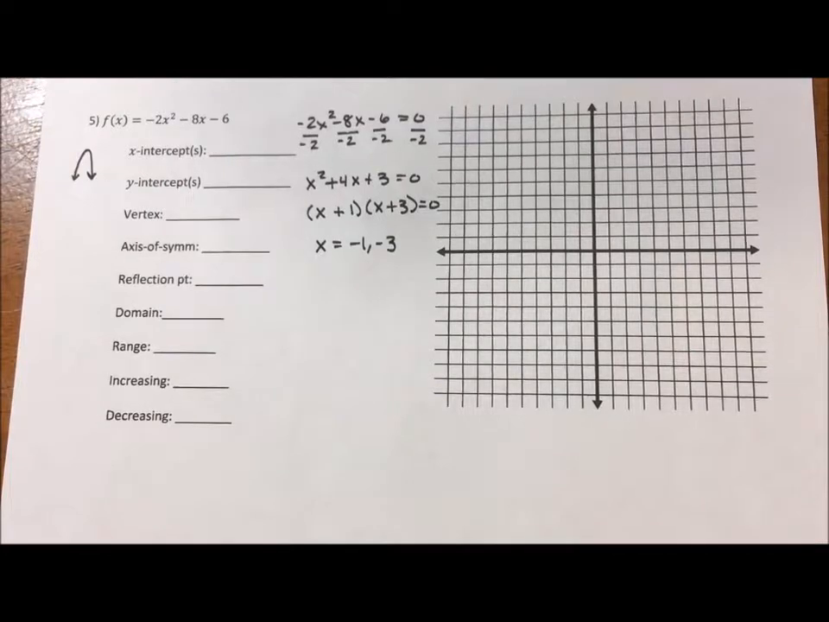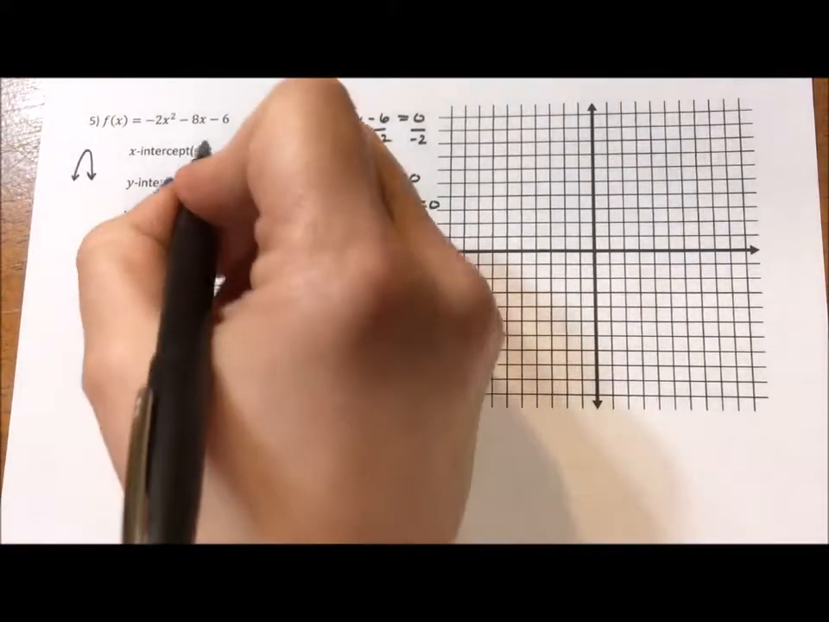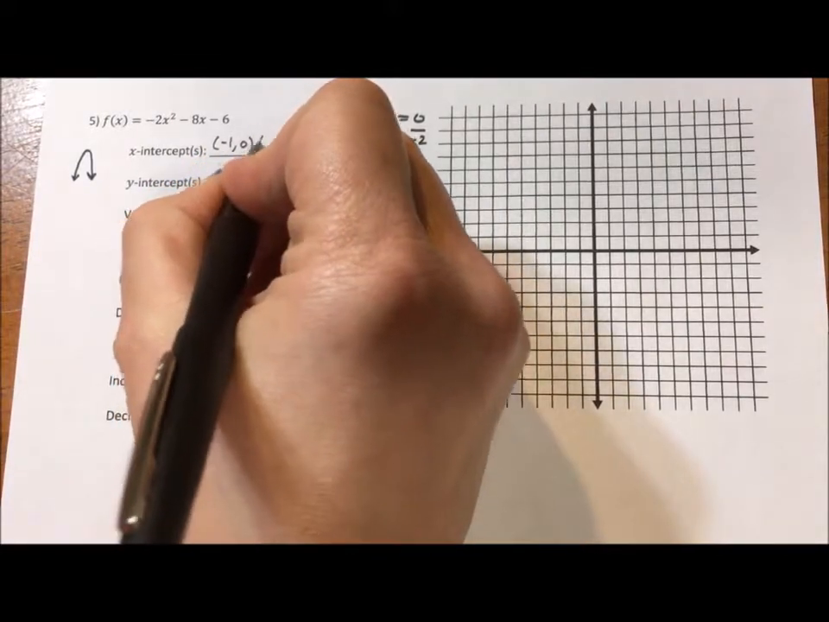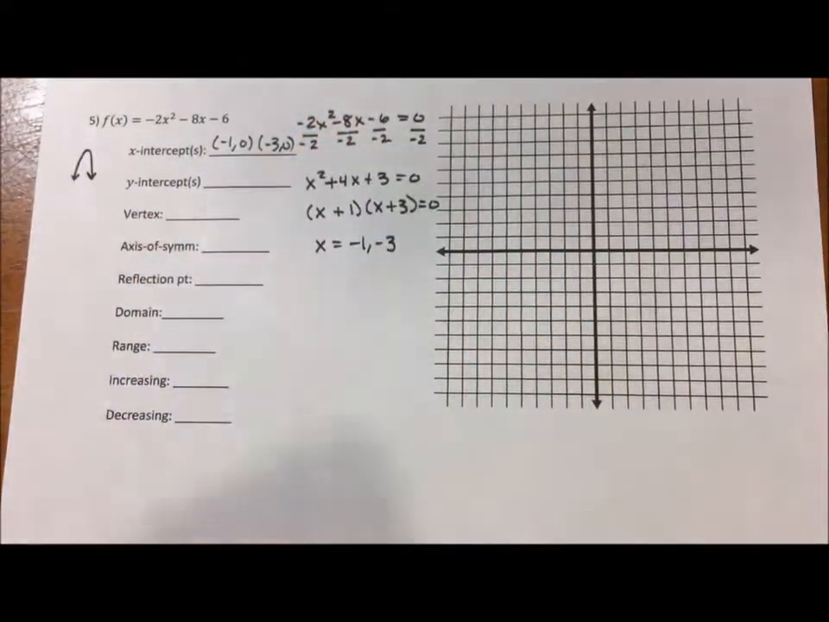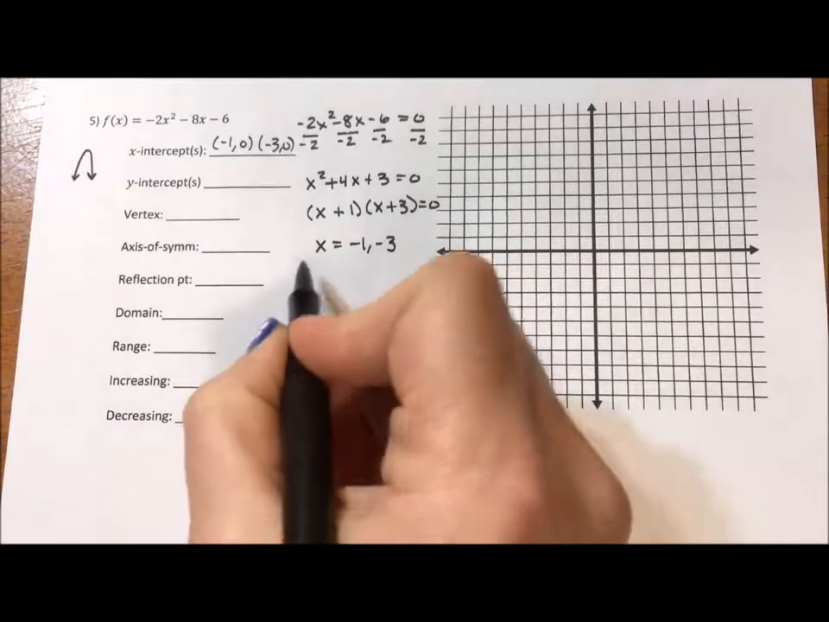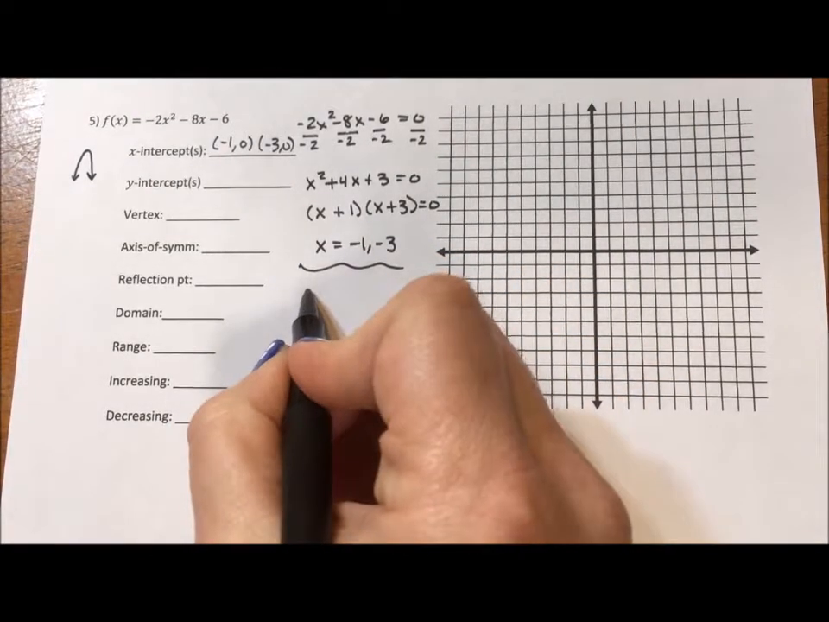When I write my intercepts, because intercepts are points on a graph, I make sure to write them as an ordered pair. Negative 1, 0. Negative 3, 0.